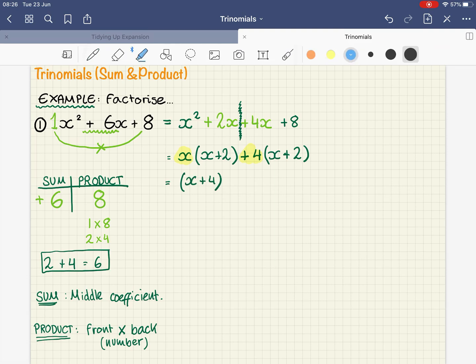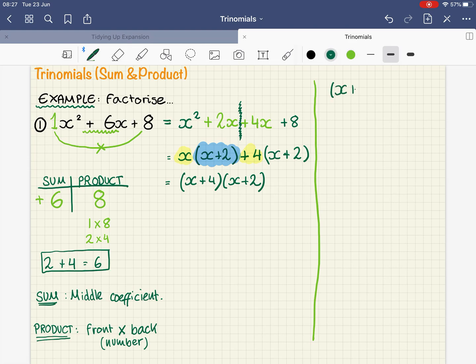And my second bracket is just one of these x plus 2's. And that's it. I have managed to factorize that expression. Now, the benefit of factorizing is that you can double check by expanding your answer out. And we're going to do that in a second.